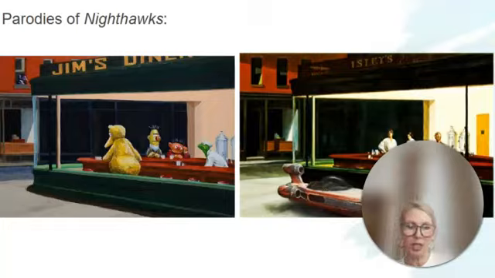When you see these examples, try to identify what makes them look like Nighthawks. Look for the restaurant, the people inside, the nighttime setting, and the strong contrast between light and dark. The original painting is so recognizable that even when artists change the characters or the setting, we still identify the inspiration.